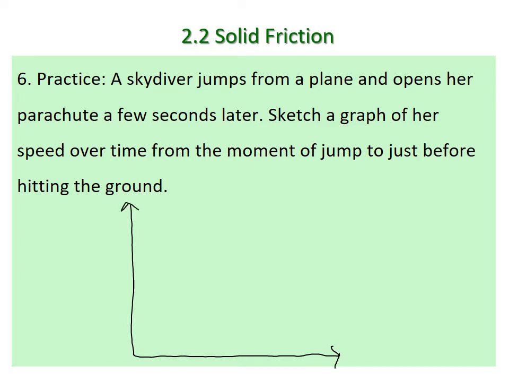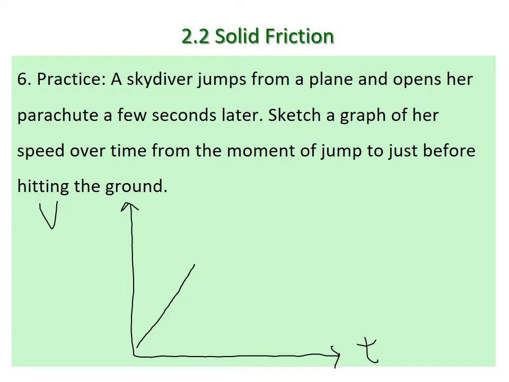Okay, so I'm going to label speed V here, and here's my time axis. Please note that speed is a scalar, not a vector, so even though she's parachuting, going towards the ground, her speed remains positive. So she's jumping from a plane. The moment of jump, her speed is 0, and then her speed accelerates under the influence of gravity. So you can imagine the speed increases at a linear rate.